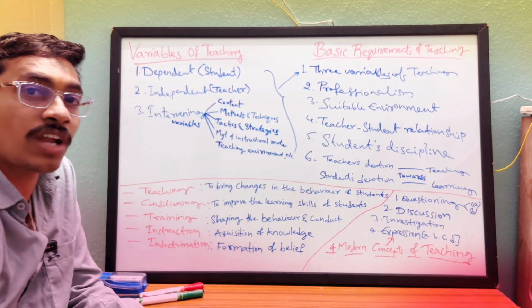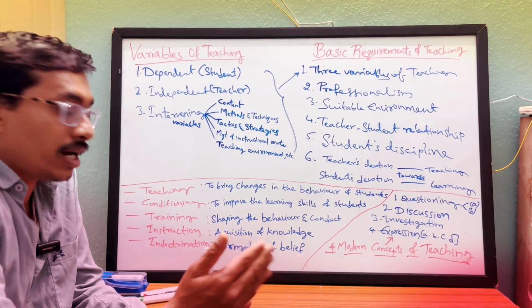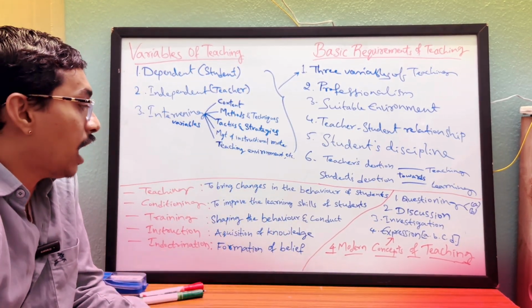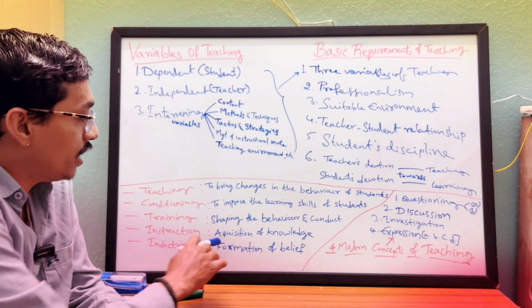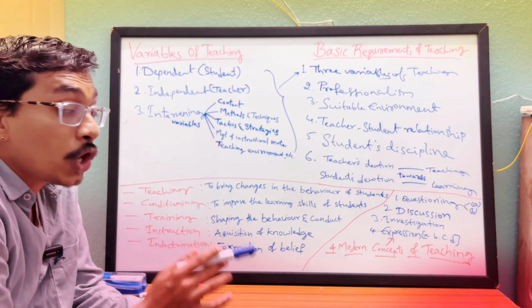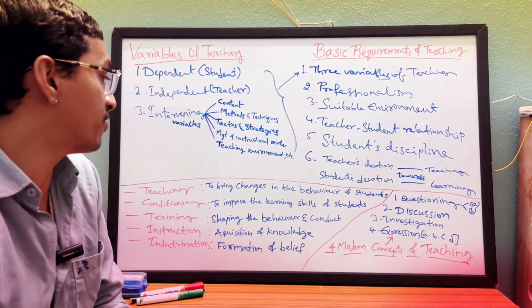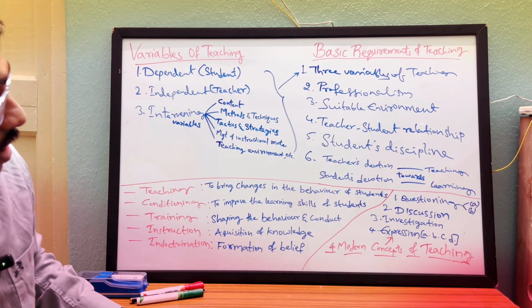Instruction is acquisition of knowledge. Instruction means mainly giving or gaining knowledge, so that is purely acquisition of knowledge. Indoctrination means formation of beliefs. So these are the differences you need to know.